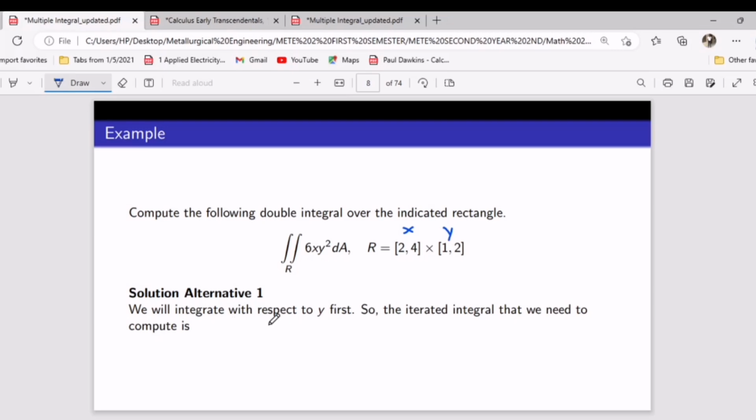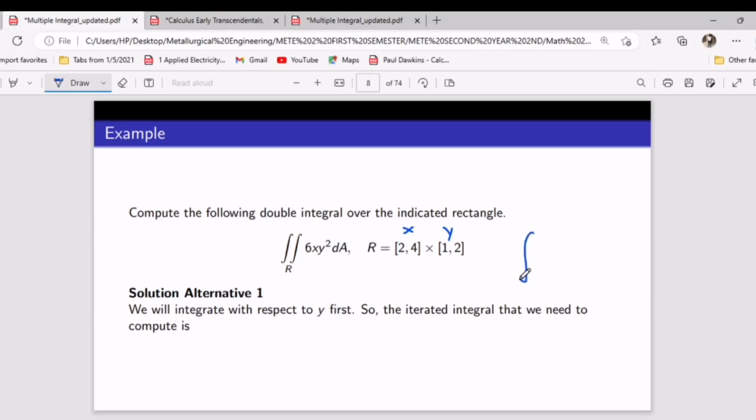So we will integrate with respect to y first. It's not compulsory for you to integrate with respect to y first. It depends on you, right? But what I'll tell you is to take the function which is very easy to integrate first, right? So then how do you arrange it? Let me arrange this.